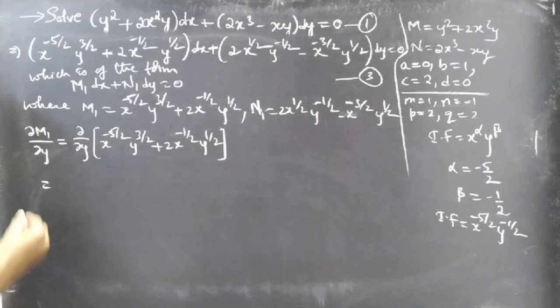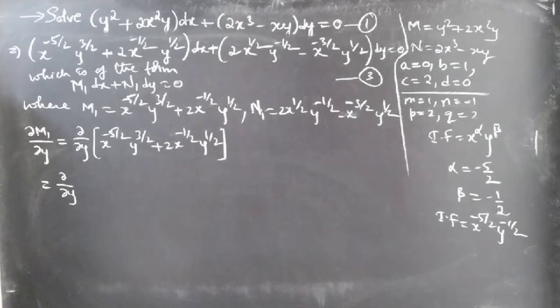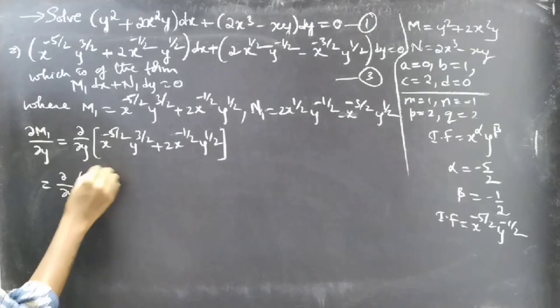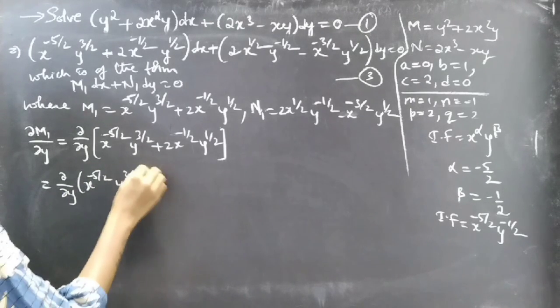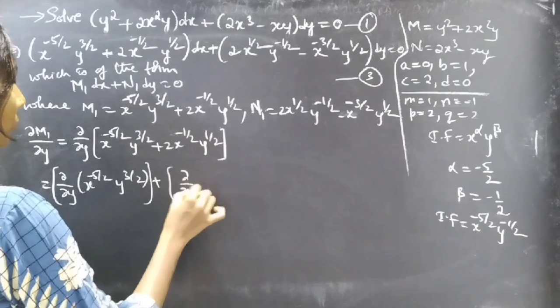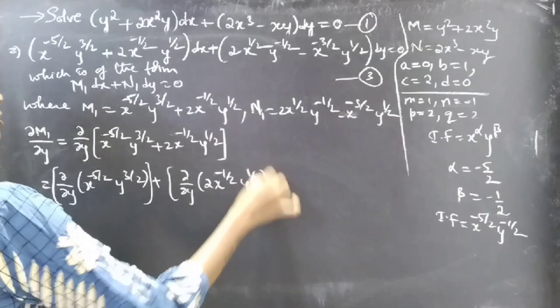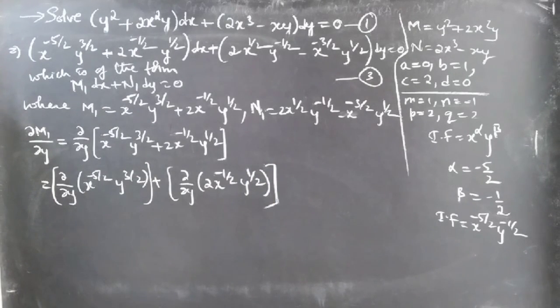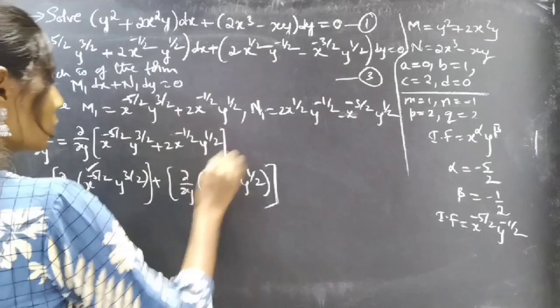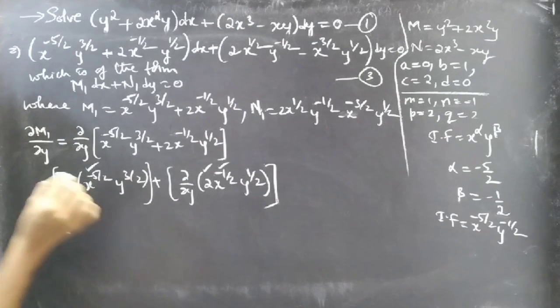Or we can write this as ∂/∂y of the first term plus ∂/∂y of the second term. Since it is a partial derivative with respect to y, we'll treat x as constant. Here x^(−5/2) is constant, and in the second term 2x^(−1/2) is constant. So let's take this out of the bracket. So we'll get it.